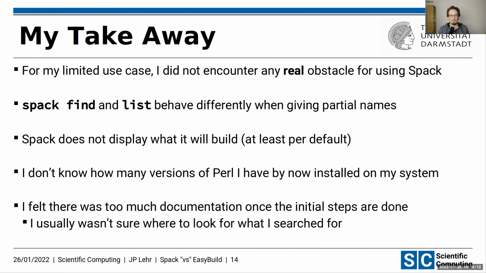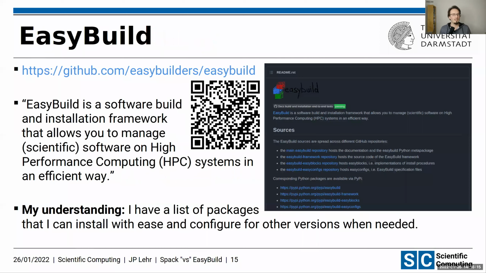Now, let's look at the contender. Let's look at EasyBuild. So EasyBuild is a software build and installation framework that allows you to manage scientific software on high performance computing, or HPC, systems in an efficient way. So that is what the EasyBuild README says. Now, my understanding is that I have a list of packages that I can install with ease and configure for other versions when needed. So it's a little different from my understanding of Spack. And let's see how well it behaves with the use case I just outlined for the MetaCG part.